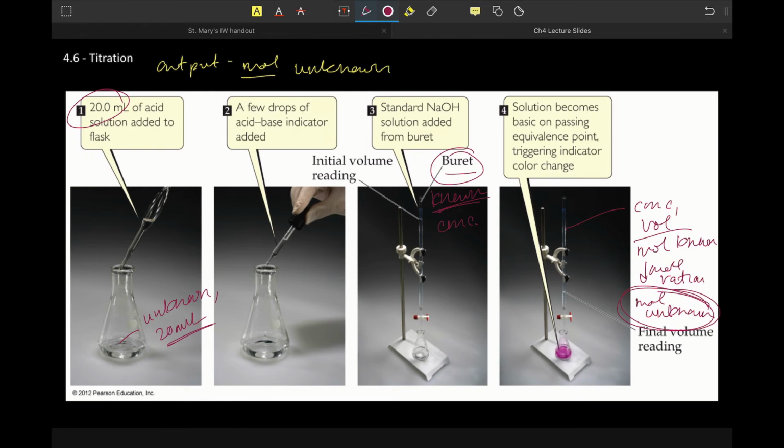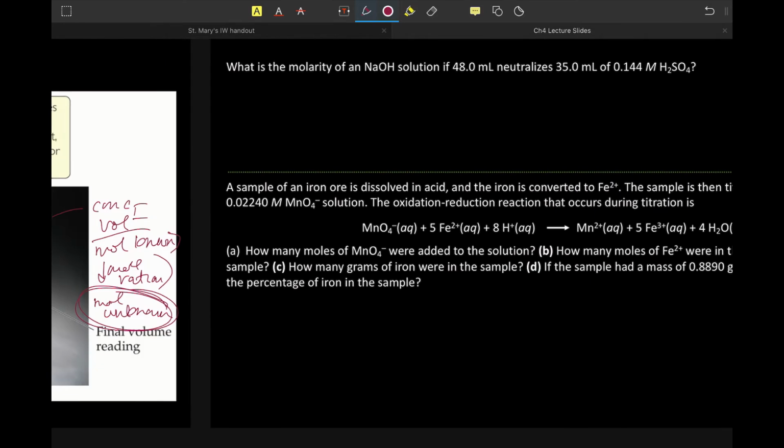But the output information of a titration experiment is always your moles of unknown, yes? Based on the concentration and volume of your known, which gives you the moles of your known, which then via mole ratio will take you to moles of unknown.